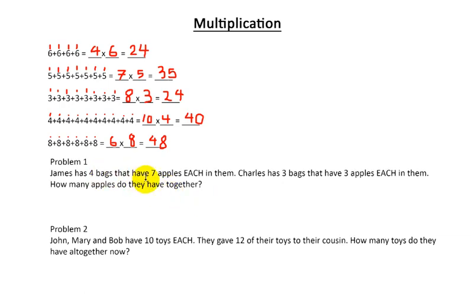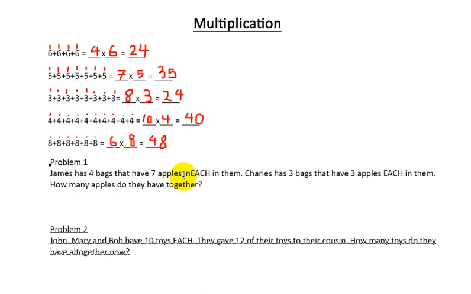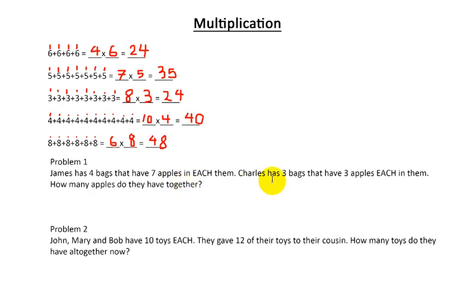James has 4 bags that have 7 apples in each of them. Charles has 3 bags that have 3 apples each in them. How many apples do they have altogether? Sometimes, when I find a problem difficult, what I want to do is draw it. I want to try and see the problem.